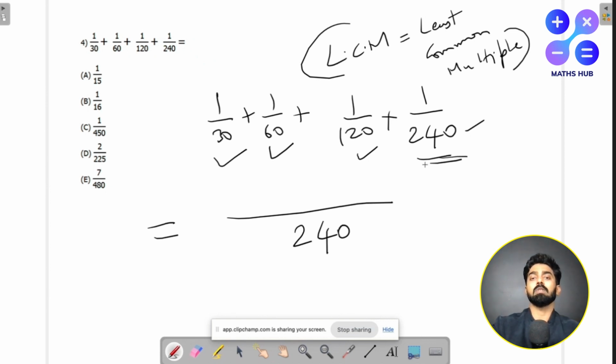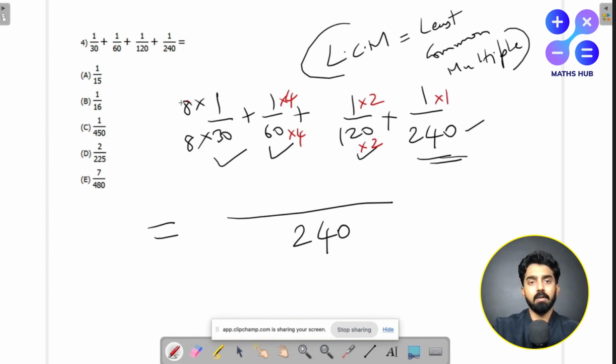So if you take the LCM as 240, you're going to multiply this by 8, right? So 8 3s is 24, so 8 times 30 is 240. So you multiply this by 8, and you multiply this by 4. 60 times 4 is 240, and 120 times 2 is 240, and 240 times 1 is 240. So this is just multiplied by 1.